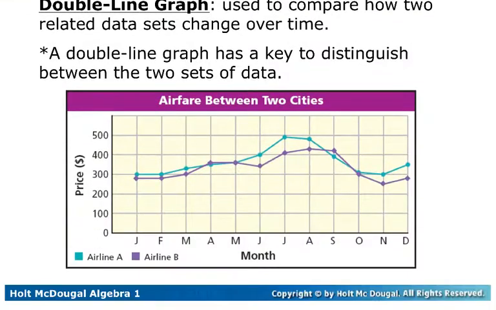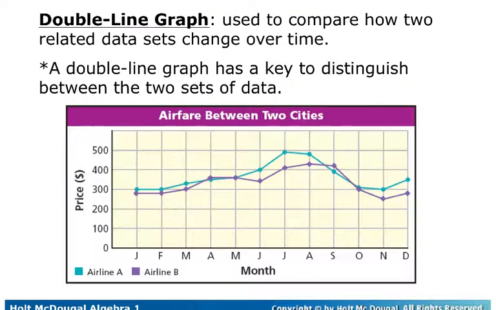All right, so now we have a double line graph, and this is going to be two pieces of data throughout the time period, or in this case, a year: January, February, March, April. We're talking about airfare between two cities. They're used to compare how two related data sets change over time. A double line graph has a key, just like the previous one, between the two sets of data. So we've got airline B, airline A, and their prices. It looks like throughout most of the year, airline A has an increased price, but maybe that's because they allow baggage or something.